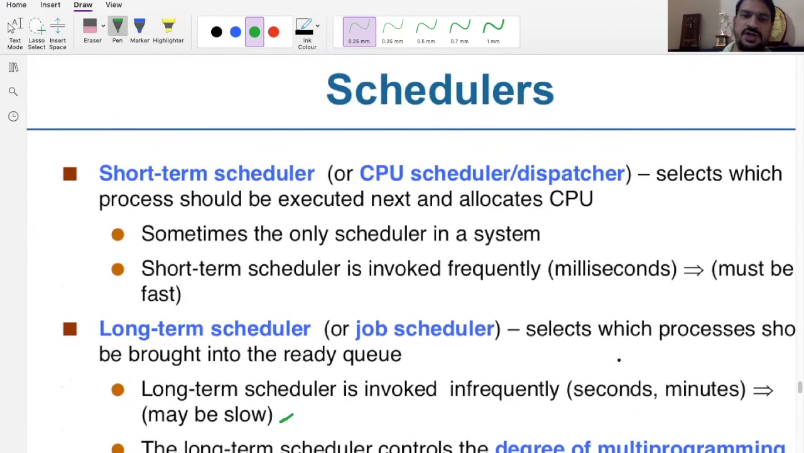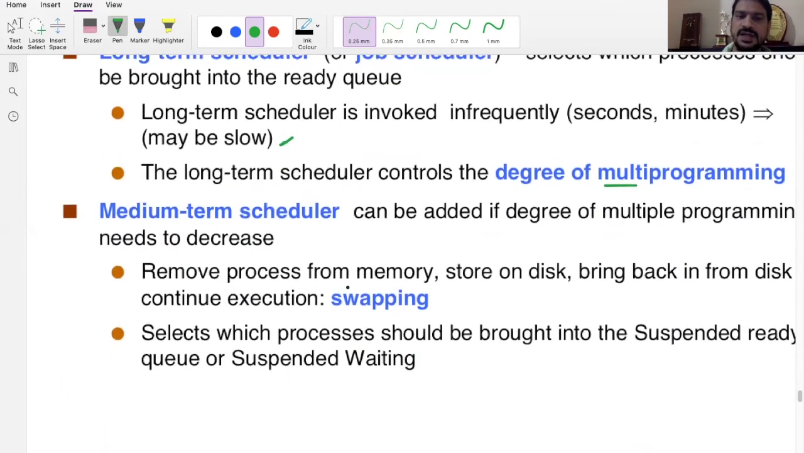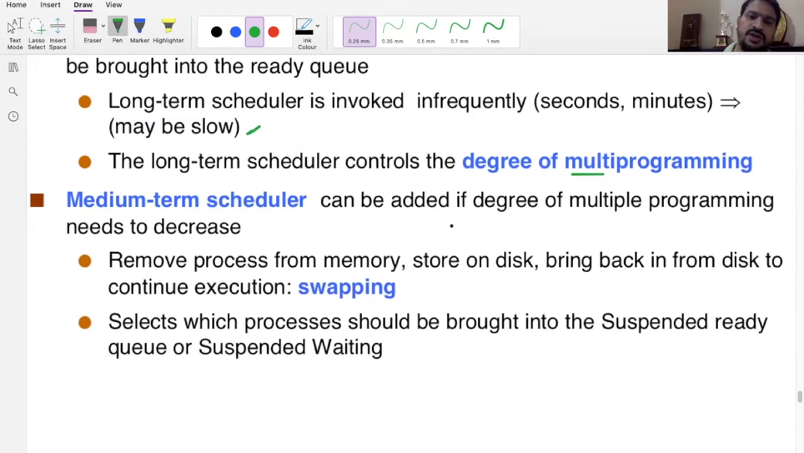Then we have a short-term scheduler. It decides which particular process from the ready queue has to go to the running state. That is also called the dispatcher or CPU scheduler. It will select which process should be executed next and allot the CPU. The short-term scheduler is invoked frequently, in milliseconds or even faster. Then we have the medium-term scheduler.